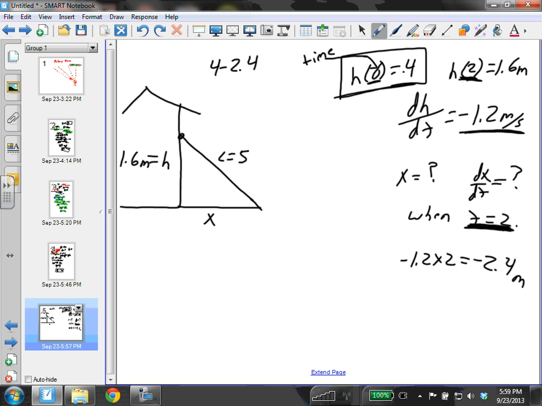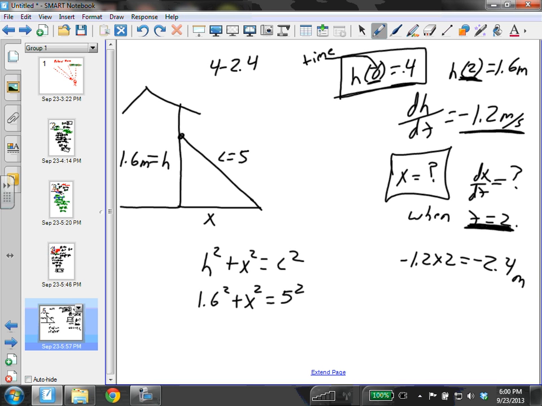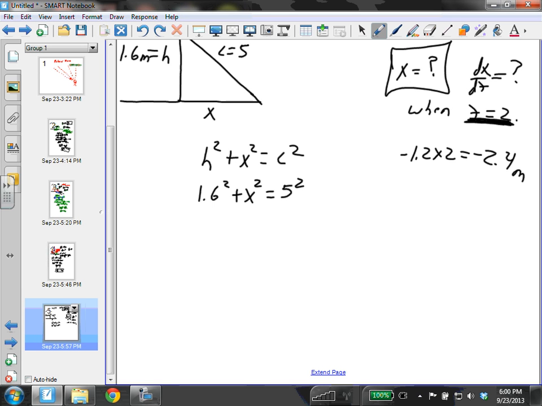Now the problem asked for a couple of things. One of the first things it asked for was x. And x is actually really easy to find. There's no rate, no change in x with respect to t, no velocity or any kind of rate of change involved in finding x. So we simply use the Pythagorean theorem. We know that h squared plus x squared should equal c squared. So we plug in 1.6 squared plus x squared equals 5 squared. We don't need to use a derivative because we're not trying to find the rate of change.